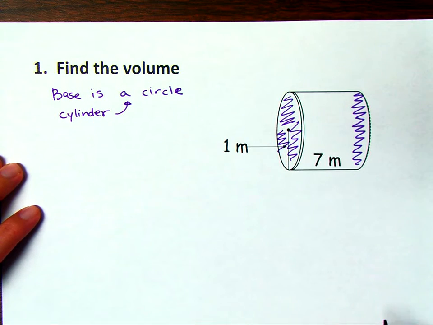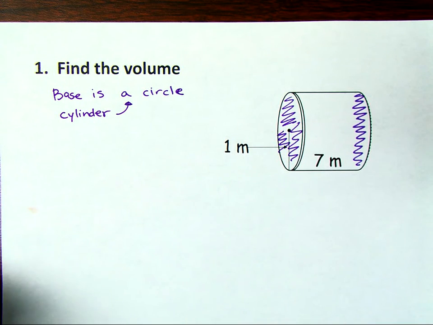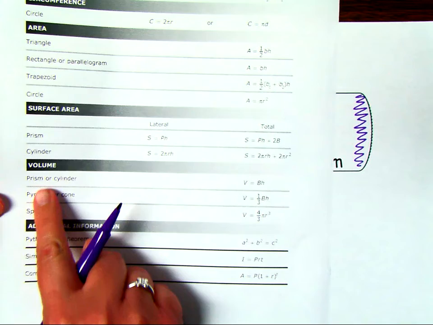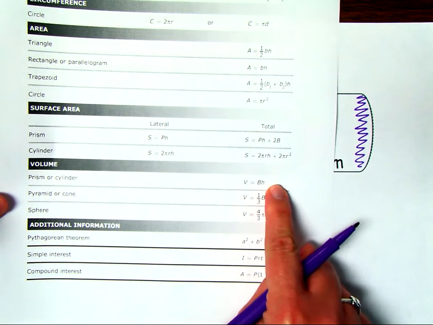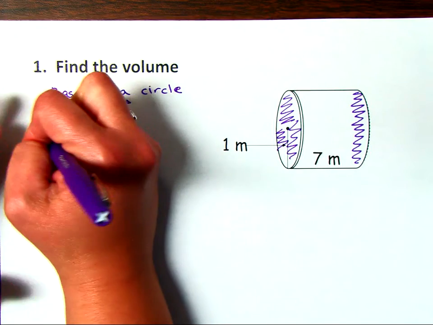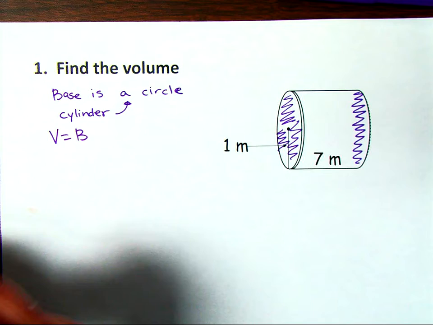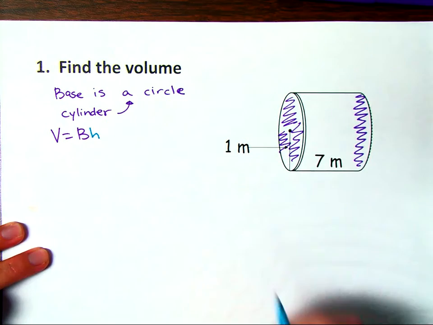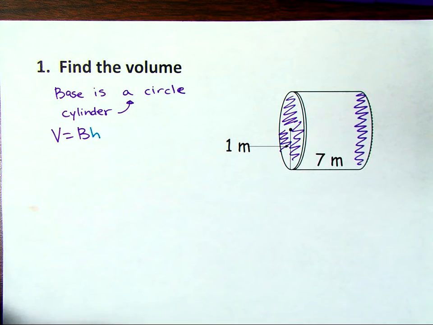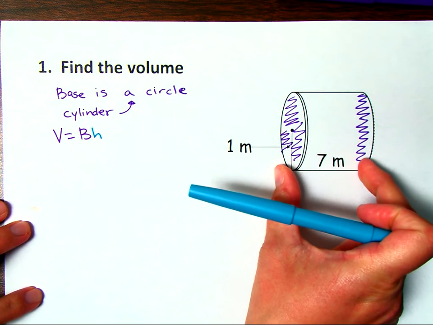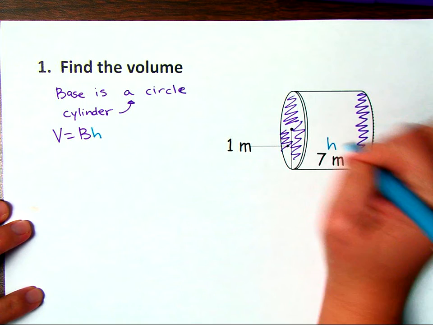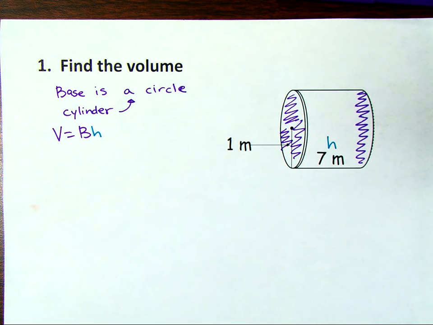Okay, so again, we're going to use that formula because it is a cylinder. We have right here, V equals capital BH. So V equals capital B times H. I'm going to do that in a different color to help us out. Remember, the height is the distance between the prism, or in this case, between the cylinder. So we have right there. Okay, so we know that the height of the cylinder is 7.